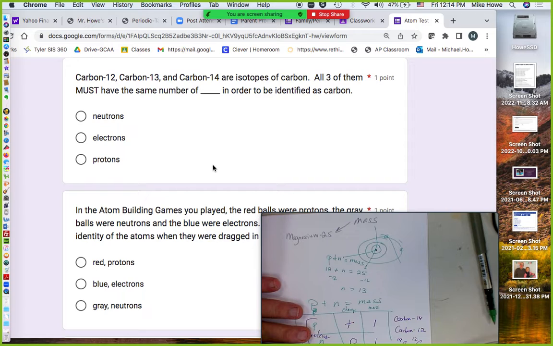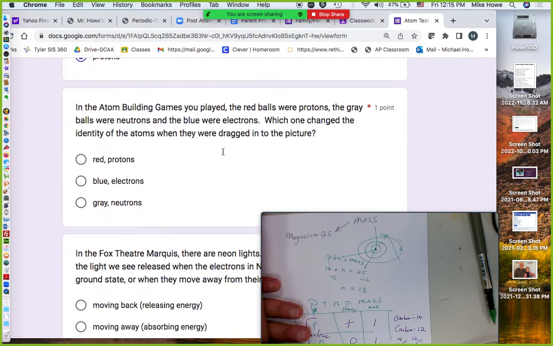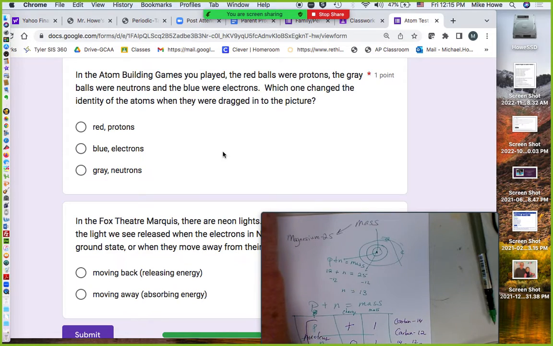Carbon 12, carbon 13, carbon 14, they must have the same number of what to be identified as carbon? So what determines identity? It was the protons. So they've got to have the same number of protons. All right, so the red balls were protons, the gray balls were neutrons, the blue were electrons. Which one changed the identity? The red ones did.